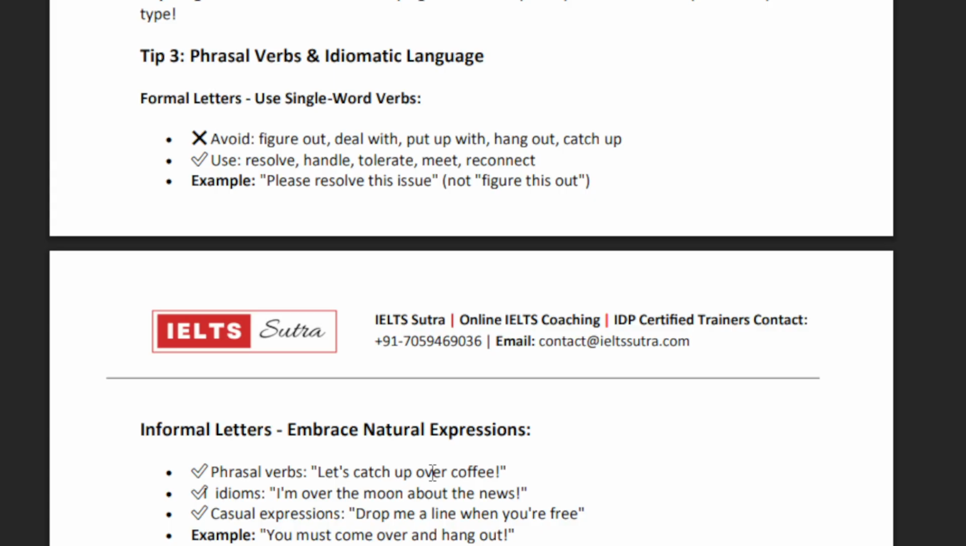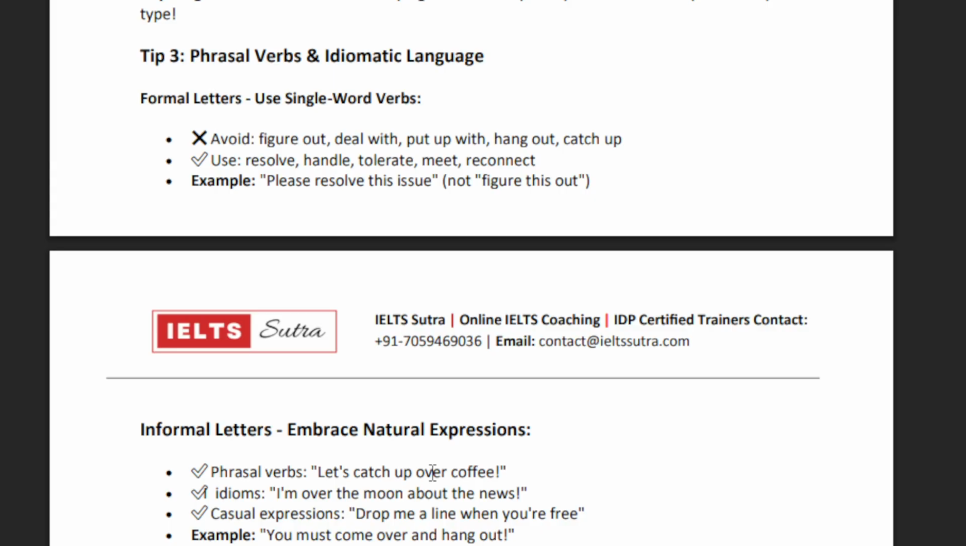For example, in case of a formal letter, if you want to tell somebody that you want to meet him or her, then you would say, "I would be delighted if I get a chance to meet you on this auspicious occasion." Whereas in case of an informal letter, you would say, "I'm really excited to catch up with you on this occasion."